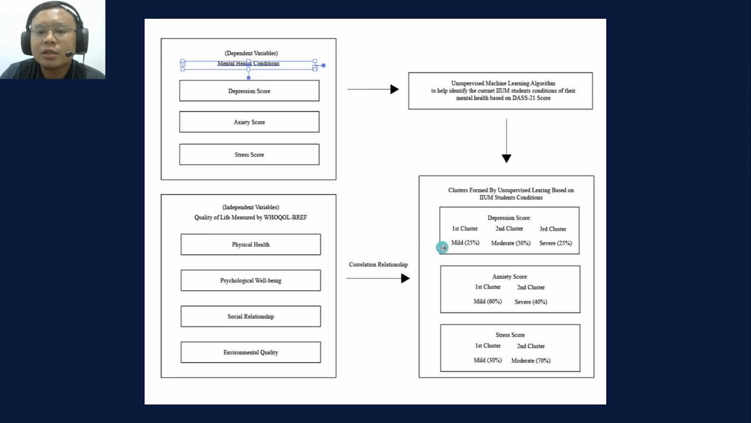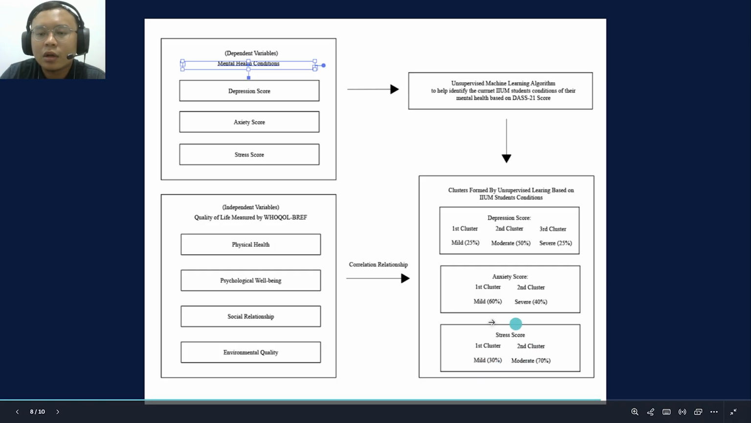amount of students. For example, in the mild cluster, there are 25% of students experiencing depression, and then in the moderate, we have 15% of students experiencing depression, and in the severe cluster, we have 25% of university IIUM students that have a severe condition of depression. Also, we have the anxiety cluster and also the stress score cluster.